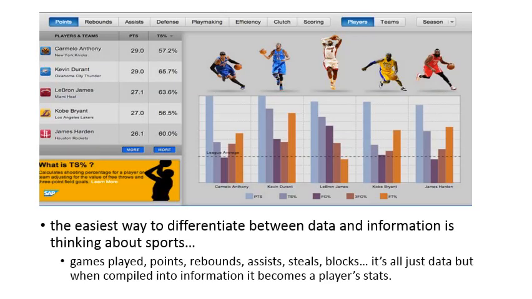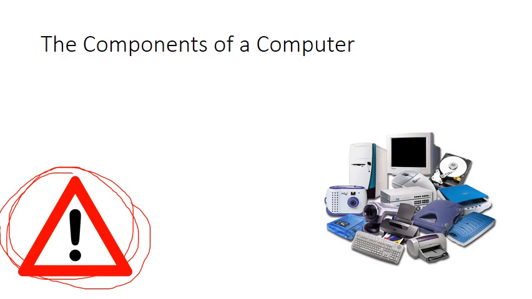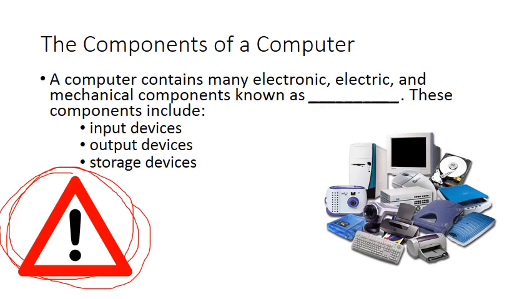So here's an example of data versus information. Games played, points, rebounds, assists, etc. This is all just data. But when it's compiled into information, it becomes a player's stats. Hopefully that helps you.